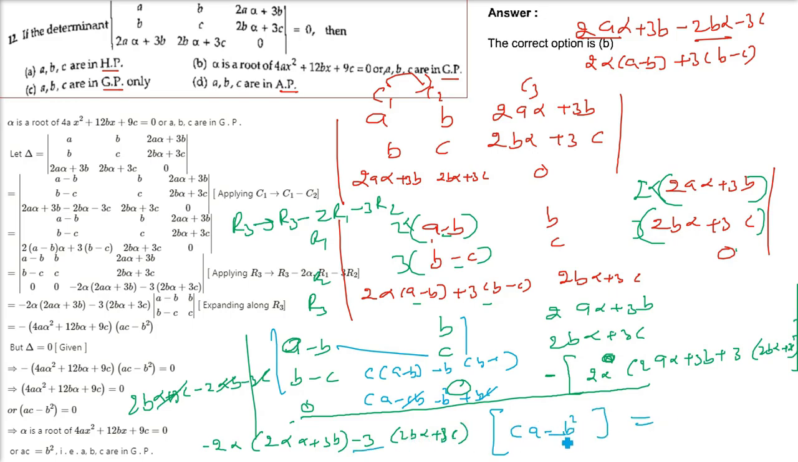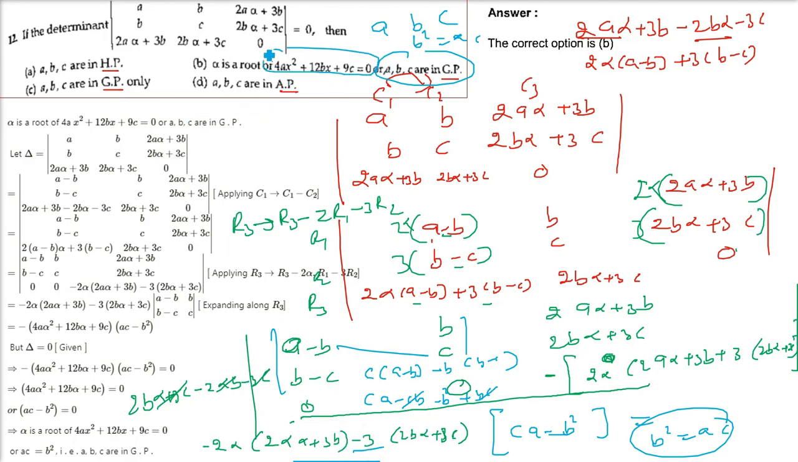You get CA minus B square. So these are two elements. Either CA minus B square is 0, that is B square equal to AC, that is A, B, C are in GP. A, B, C are in GP, what does it mean? B square has to be equal to AC. Or the other element, this element. If you take this, you will get a proper expression 4A alpha square plus 12B alpha plus 9C. So this can be 0.